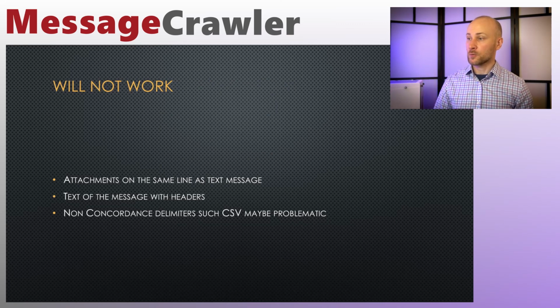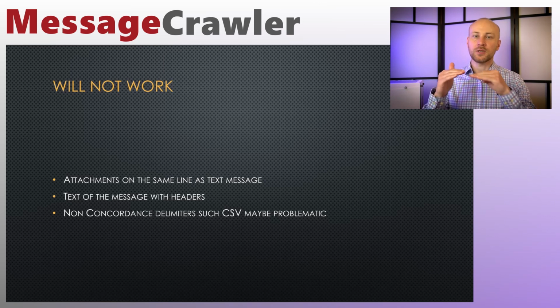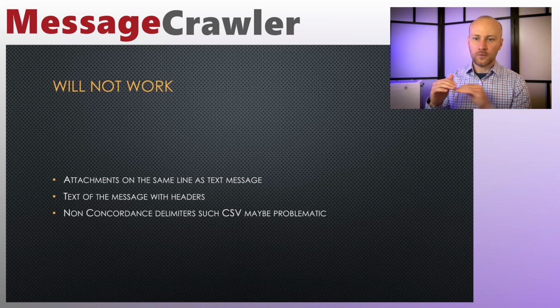Now, what will not work, which I briefly mentioned, is attachments on the same line as the message. So you have your message and attachment 1, attachment 2, attachment 3, 4, and so on. It needs to be on the next line below the message. Text messages with headers. Some software tries to recreate text messages as emails, so they would put From, Date, and then the actual line of the message that was said. That is not going to work.